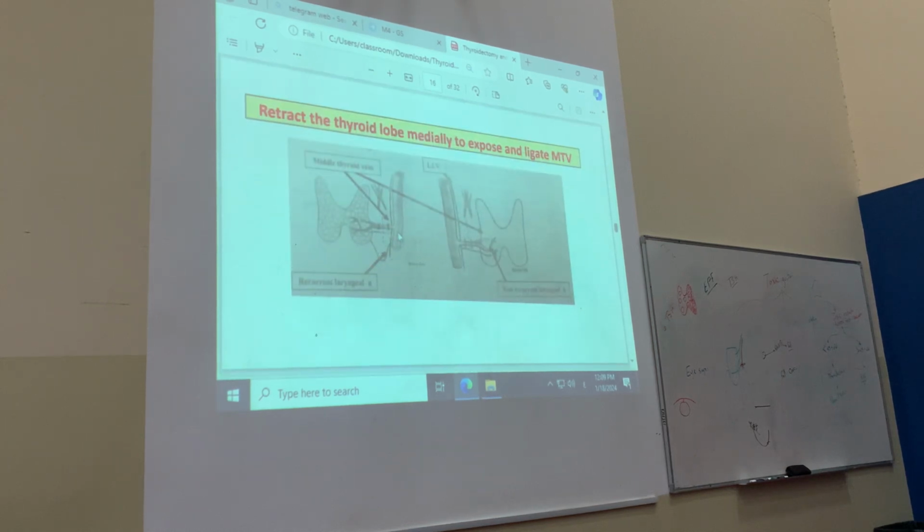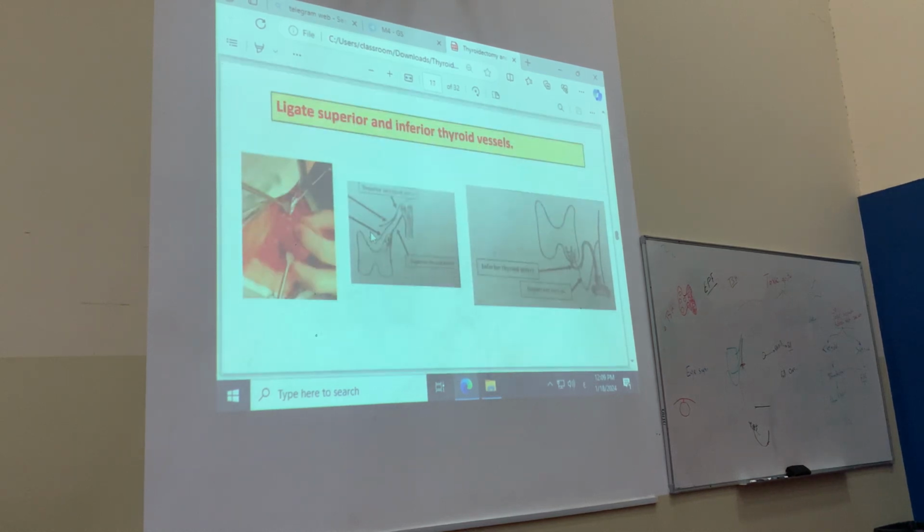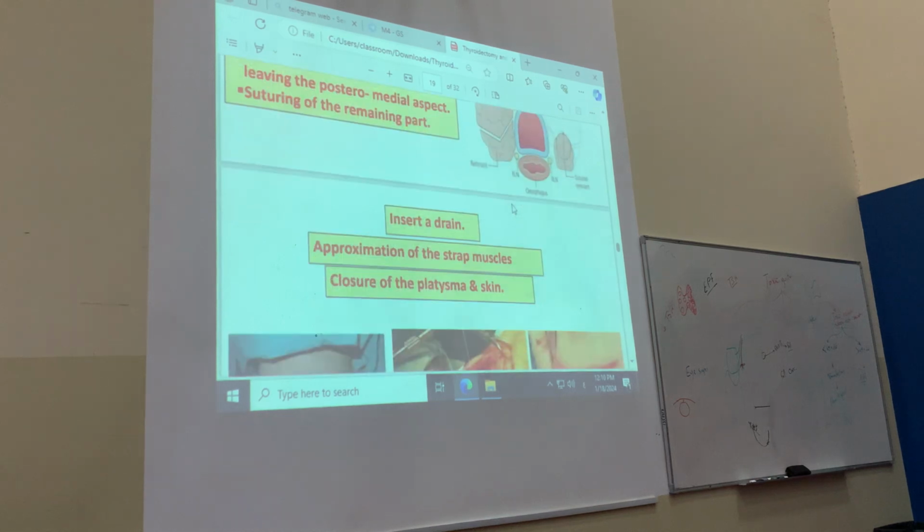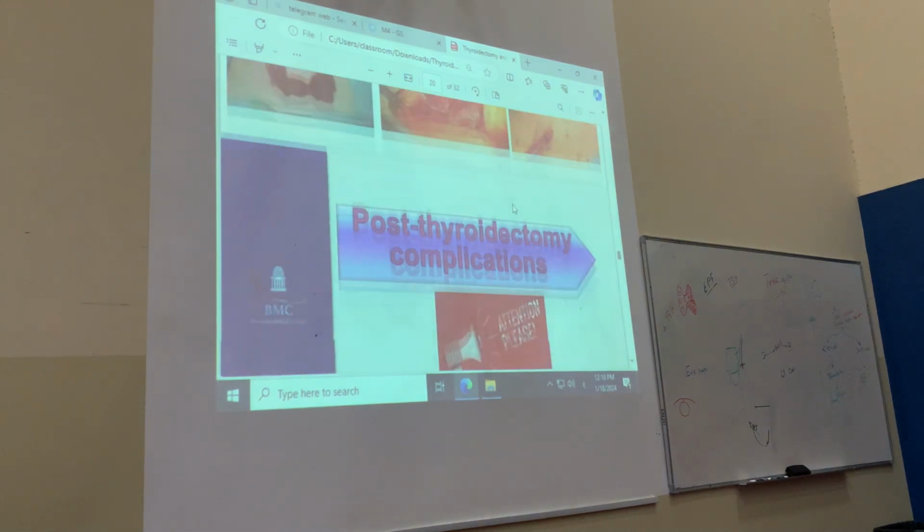Don't forget that the first branch that should be ligated is the middle thyroid, followed by the superior thyroid, and the superior thyroid should be ligated within the gland or very near to the upper part of the gland to avoid injury of the external laryngeal nerve. And the inferior thyroid is very intimate to the recurrent laryngeal nerve, so it should be either ligated away from the gland or the individual branches for the gland should be ligated. Okay, in subtotal thyroidectomy we keep this part to protect the recurrent laryngeal nerve and the parathyroid. Then removal and closure and so on.